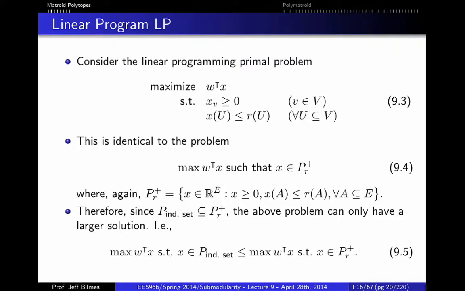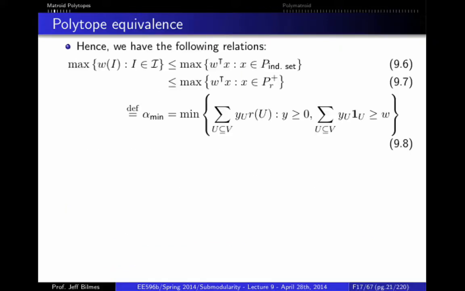Now, the other thing we have is this set inequality, where we've said that the convex hull of the characteristic vectors of the independent sets of the matroid is no greater than the rank polytope, or polyhedron, sorry. Therefore, if we consider this maximization problem, it's going to be no greater than this maximization problem, just because we're increasing the set over which we're maximizing. Okay, so then we have the following set of inequalities.